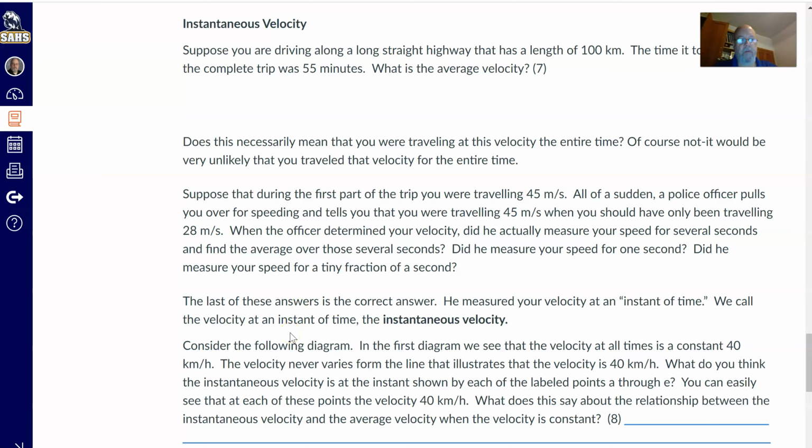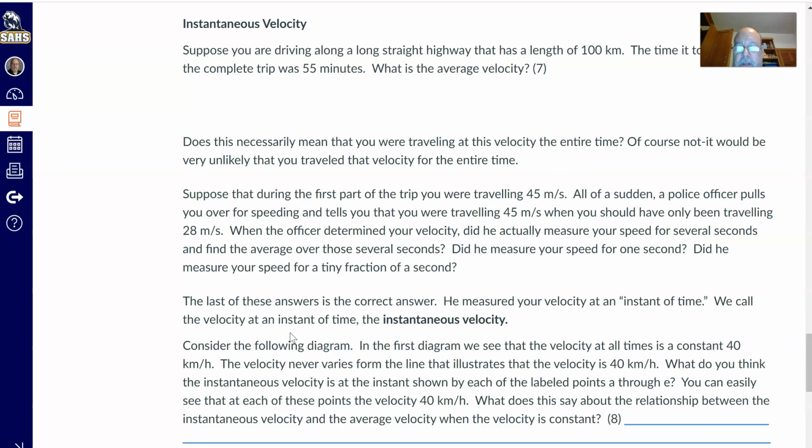Okay, so there's one last little bit of things that we want to talk about related to velocity before we move on to acceleration. So suppose you're driving along a straight highway that has a length of 100 kilometers. The time it took to make the complete trip was 55 minutes. And let's figure out what the average velocity was then.